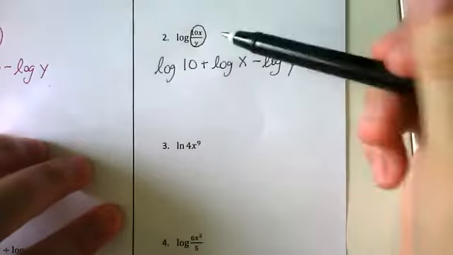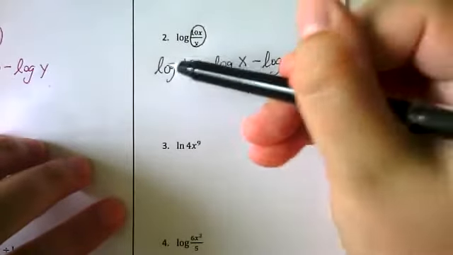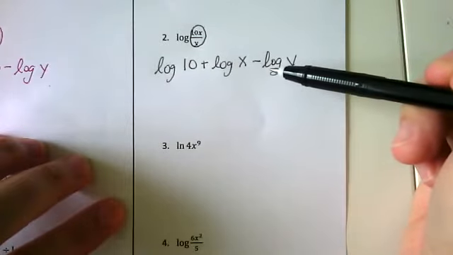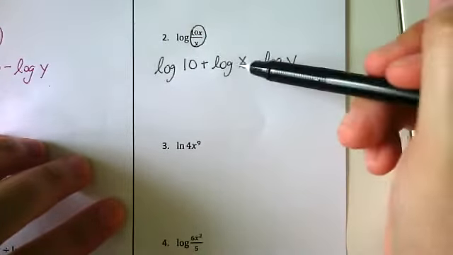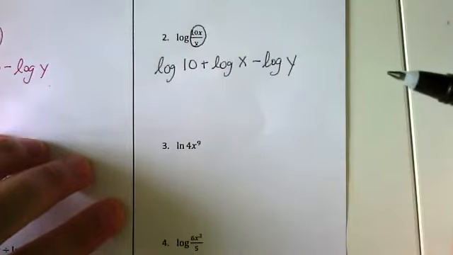So each time, check to make sure you have the right amount of logs. I have 1, 2, 3 terms here, so I have 1, 2, 3 logs. And then just check your signs. The 10 and the x are being multiplied, so I change that to addition. The y is being divided, so that is subtraction.